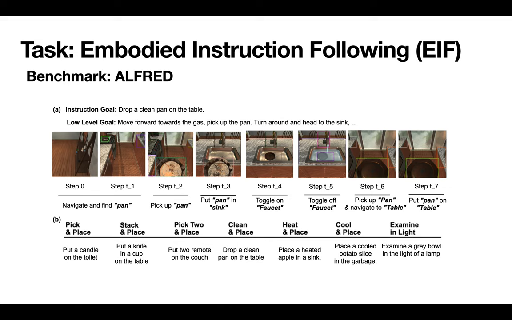We use the ALFRED benchmark, in which there are 7 task types, and each task consists of multiple subtasks. For example, in this task, the agent has to navigate and find a pen, pick up the pen, and achieve many other subtasks to achieve the task.